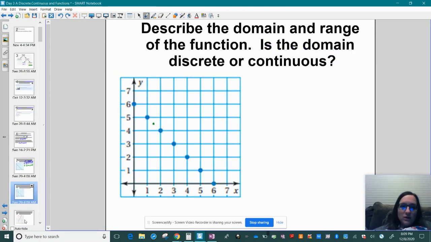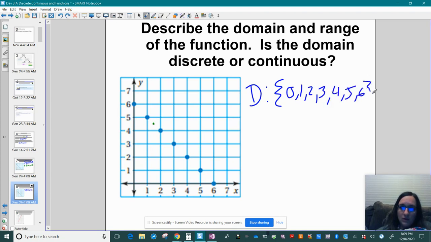All right, next one, our domain is, now notice we do not have those lines anymore. We have distinct data. So we have an x-coordinate at 0. We have an x-coordinate 1 up here, 2, 3, 4, 5, and 6. So we are listing out 0, 1, 2. There's our domain. Ooh, watch out for your braces.